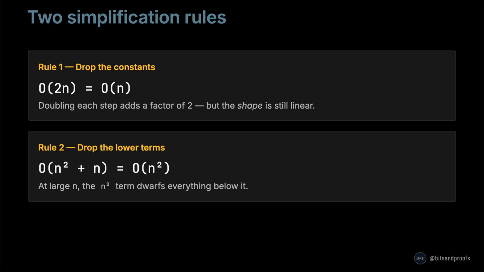Rule 2, drop the lower terms. O of n squared plus n equals just O of n squared. At large n, the n squared term completely dwarfs the n term. At n equal 1 million, n squared is 1 trillion and n is 1 million, a difference of 6 orders of magnitude. The lower terms become irrelevant. What's left after applying both rules is the term that matters when n gets large. The dominant growth shape, that's the Big O.